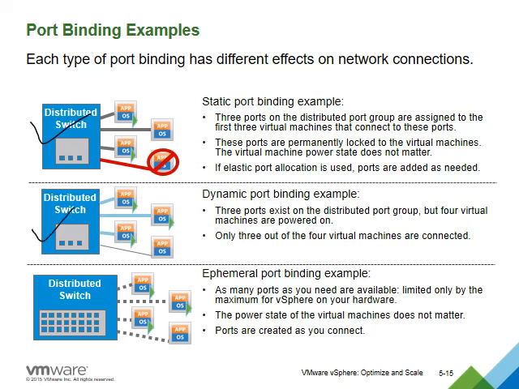Dynamic port binding. 3 ports exist on the distributed port group, but 4 virtual machines are powered on. Only 3 out of the 4 machines are connected.